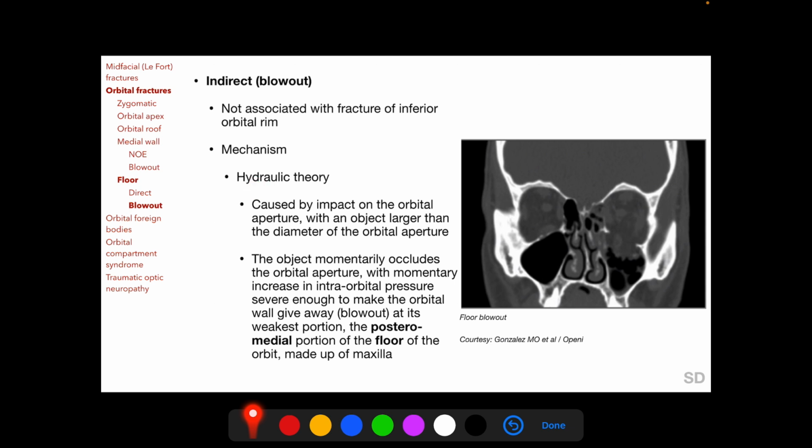The hydraulic theory states that the impact on the orbital aperture with an object larger than the diameter of the orbital aperture momentarily occludes the orbital aperture with a momentary increase in the intraorbital pressure. And this momentary increase in intraorbital pressure is severe enough to make the orbital wall give way or blow out at its weakest portion. And the weakest portion of the floor is its posteromedial portion made up of maxilla.